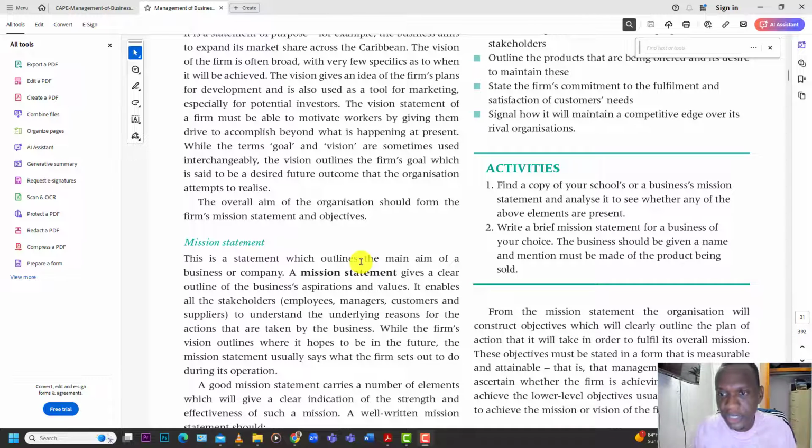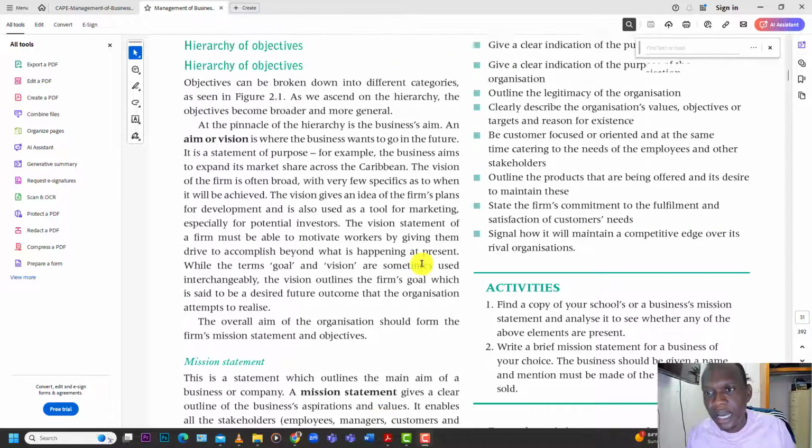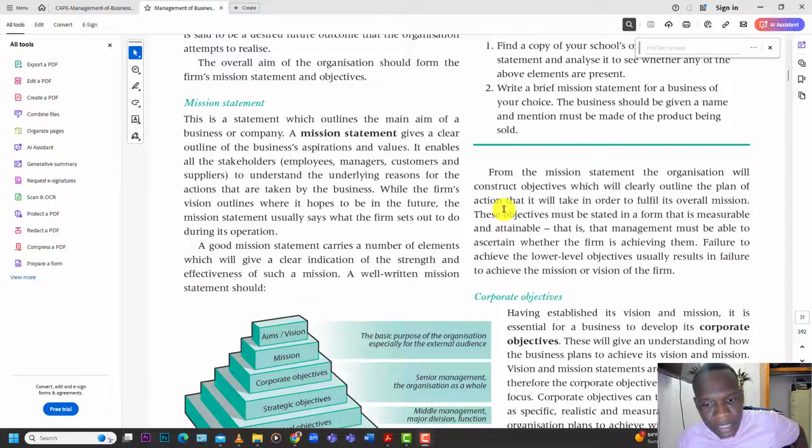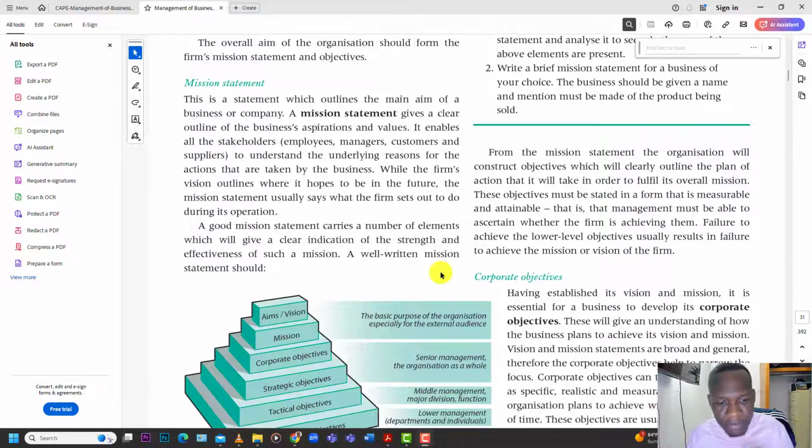outlining your objectives, outlining what you have to offer, right? So these are some of the things that should be a clear indication of the purpose of the organization, outline the legitimacy of the organization, clearly describe the organization's values, objectives, or target, and reasons for existence. So you would see that the mission statement is very crucial, and it helps to inform the aims or the vision statement for that particular organization.